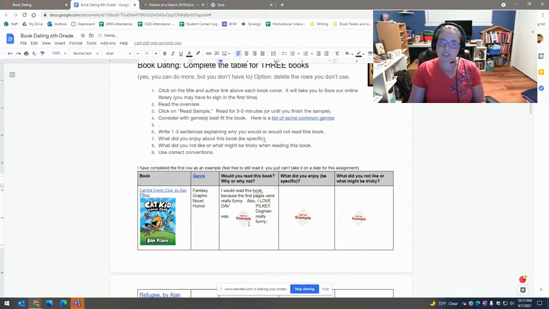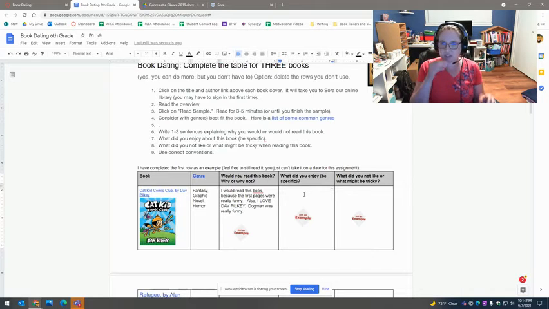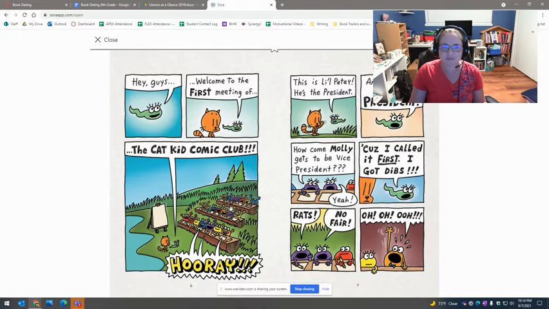I tried to be really specific. Why might I read this book? What is specifically drawing me to this book? And then what did I enjoy specifically? Well, so I kind of like, so I'm gonna go. I gotta go look at it again.